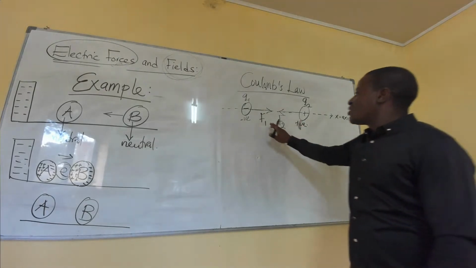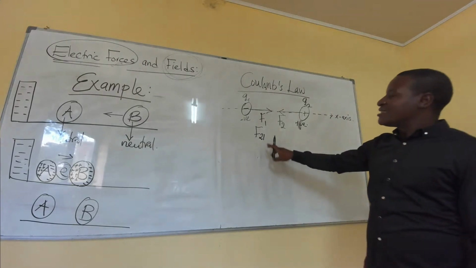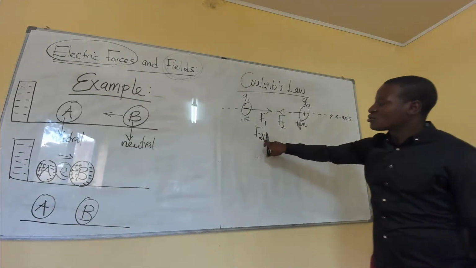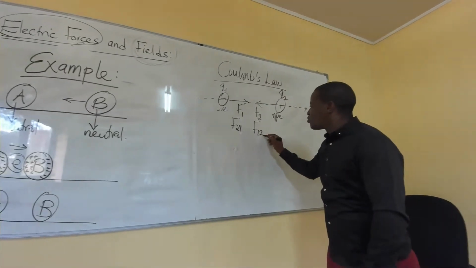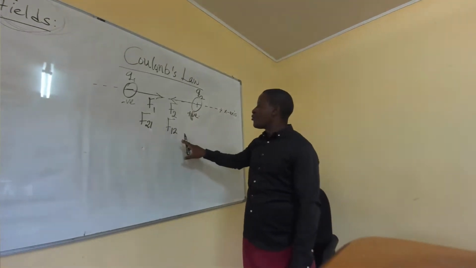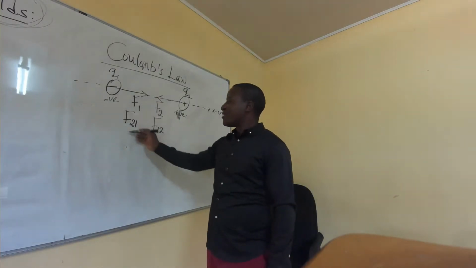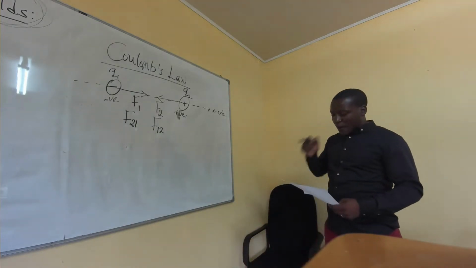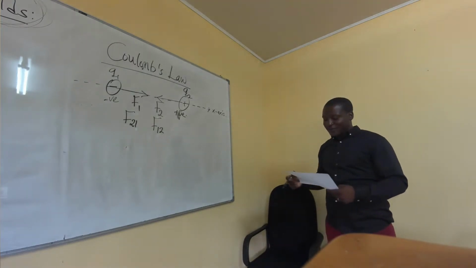The meaning here: if you put it as F21, it means that this is the force that is exerted on Q2 as a result of Q1. If you put this as F12, it means that this is the force exerted on 1 as a result of 2. It depends. You can either write it in this way or in this way. Okay, now that is in an event where we have negative and negative.